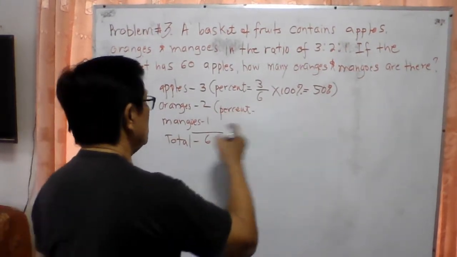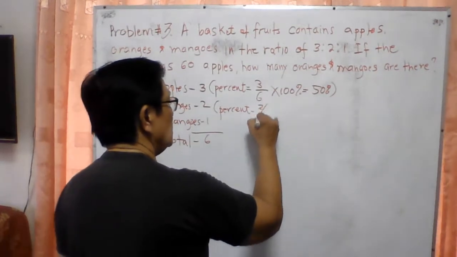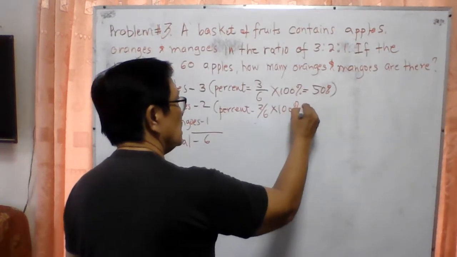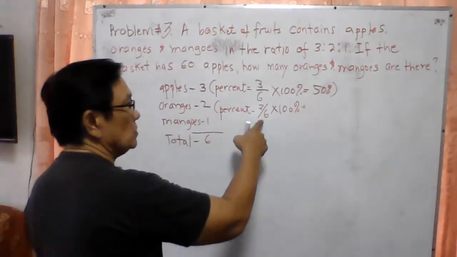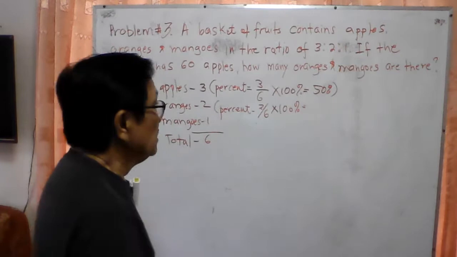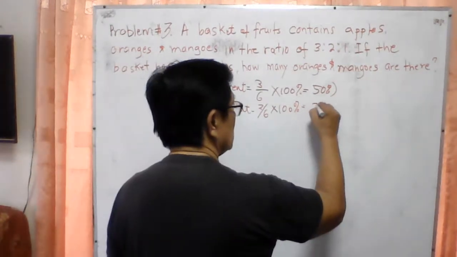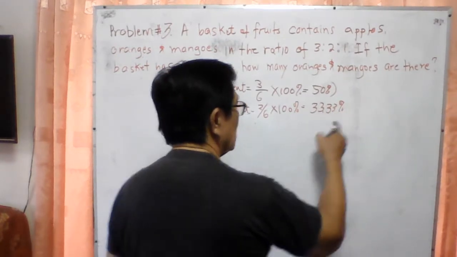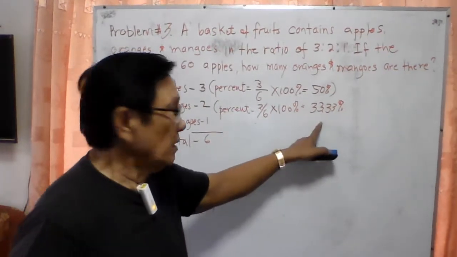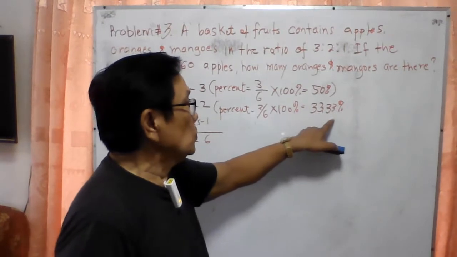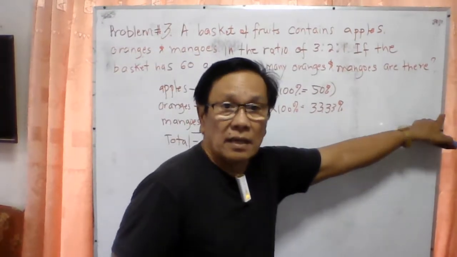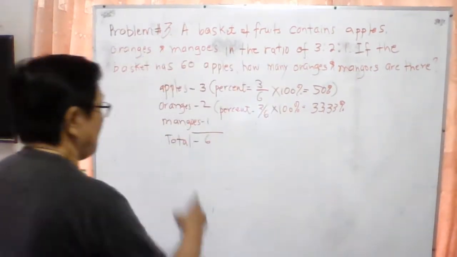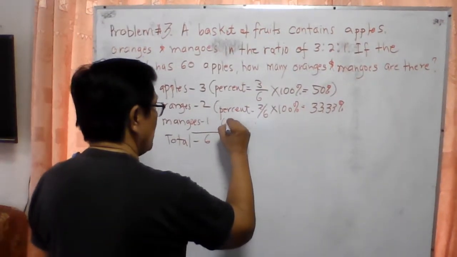The oranges, the percent is, using the same procedure, 2/6 times 100%. Actually, 2/6 is 1/3. If you compute that, this is actually 33.33%. But this is just rounded off. If you go to the total, this is just a non-ending 33.333333.